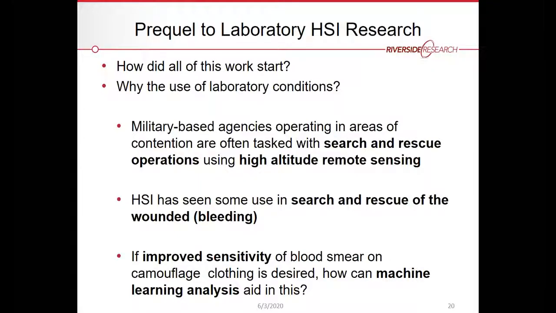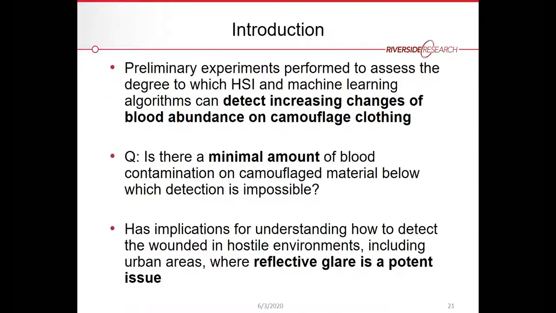If improved sensitivity of blood smear on camouflage clothing is desired, how can machine learning aid in this? We tried to address this in a preliminary fashion. Preliminary experiments were performed to assess the degree to which HSI and machine learning can detect increased changes of blood abundance on camouflage clothing. The question is: is there a minimal amount of blood contamination on camouflage clothing below which detection is impossible? It has implications for detecting the wounded in hostile environments, including urban areas.